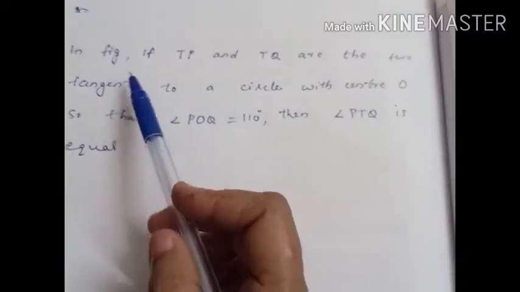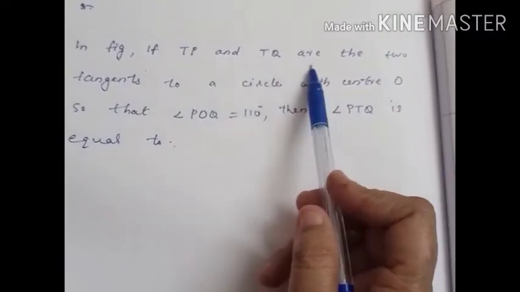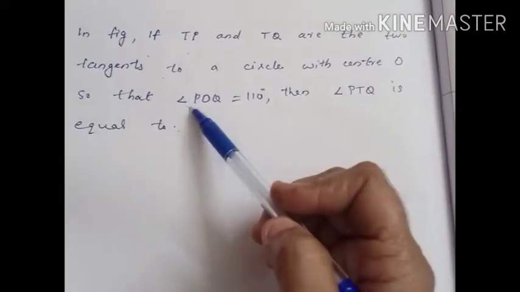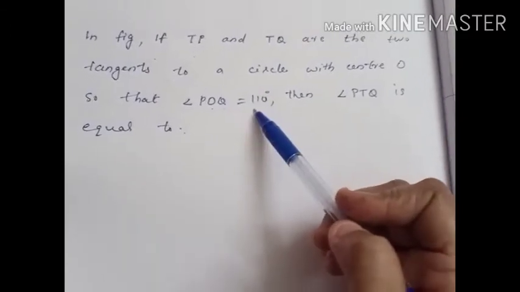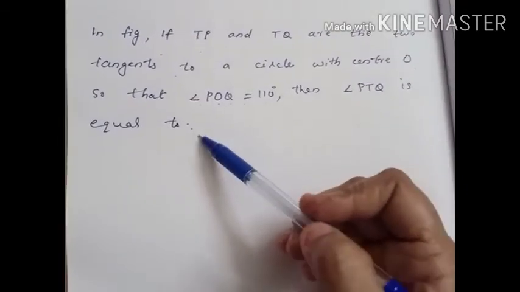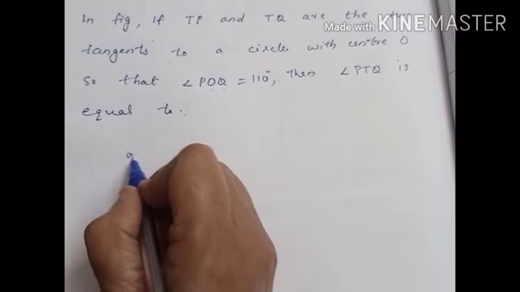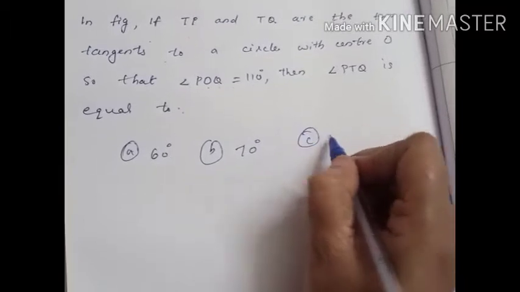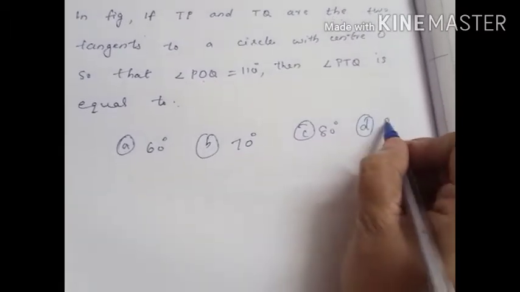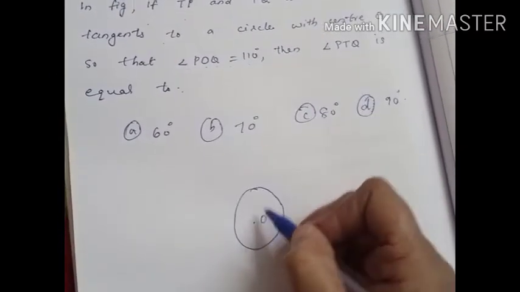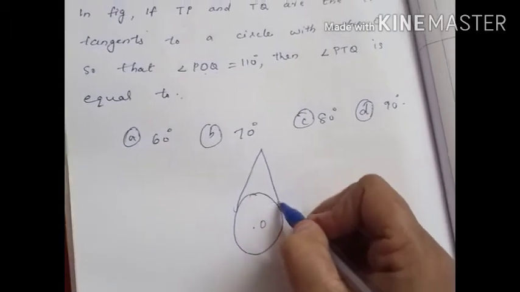Now exercise 10.2 question number 2. In figure, if TP and TQ are the two tangents to a circle with the center O, so that angle POQ equal 110 degree, then angle PTQ is equal to. Here also 4 options are given. Option A is 60 degree, option B is 70 degree, option C is 80 degree, and option D is 90 degree.